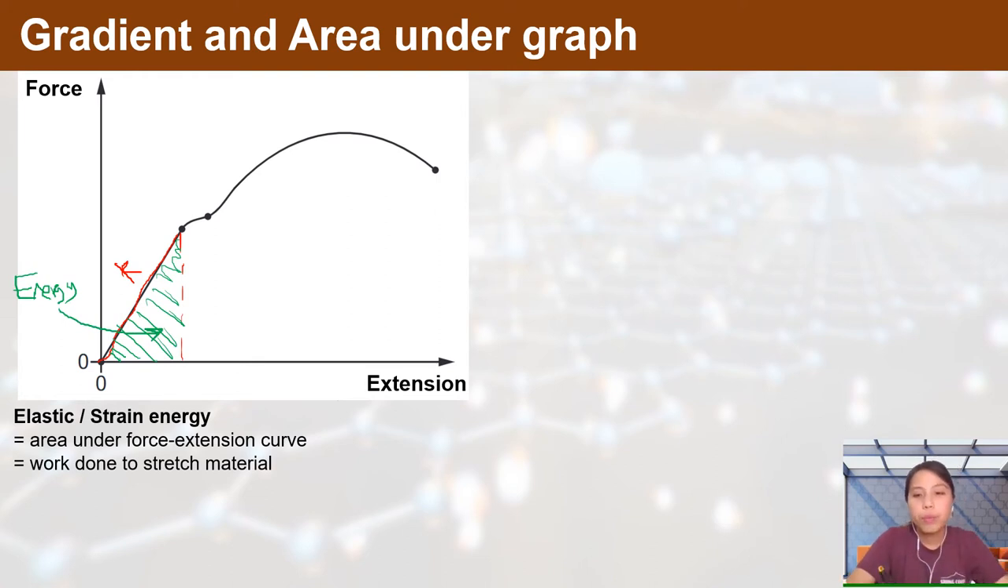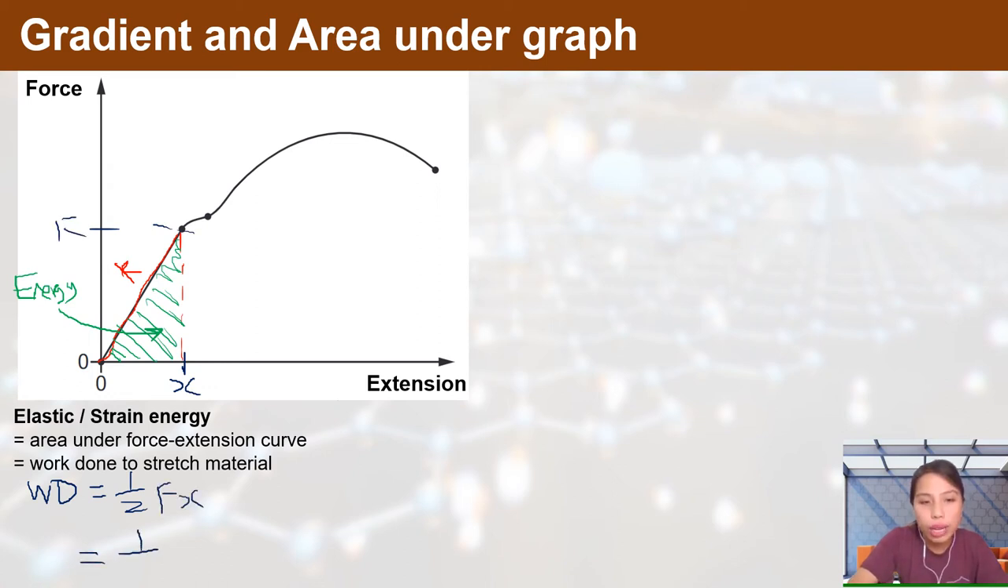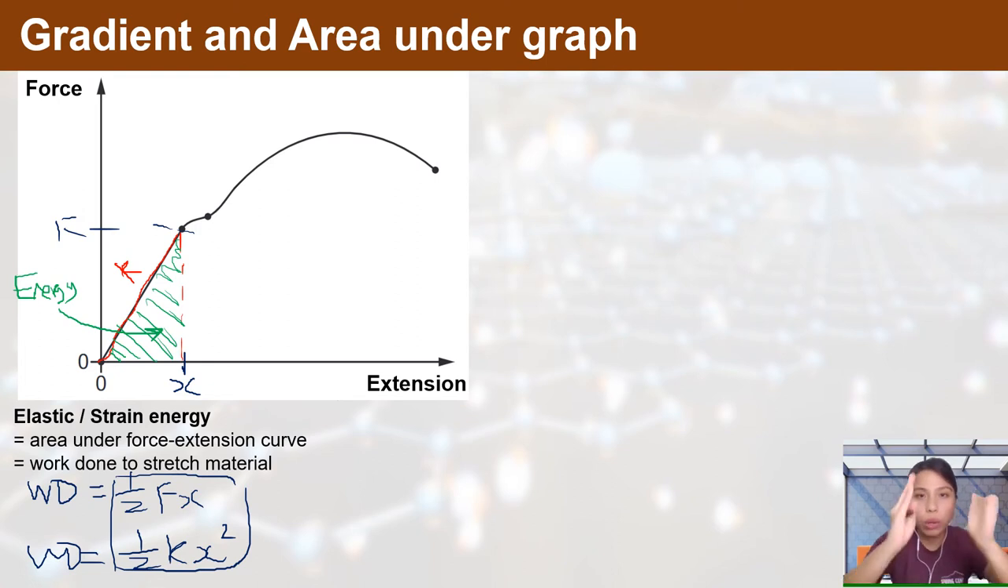Let's say it's the work done to stretch this metal wire to this point. Your work done can be found with the triangle area, so half times base, which is some extension x, times some force F, so half Fx. Or if you plug in Hooke's law, you will get half kx squared. These are the two expressions we've been using to calculate the elastic strain energy. Now note, you can only use this in the region where the graph is a straight line.